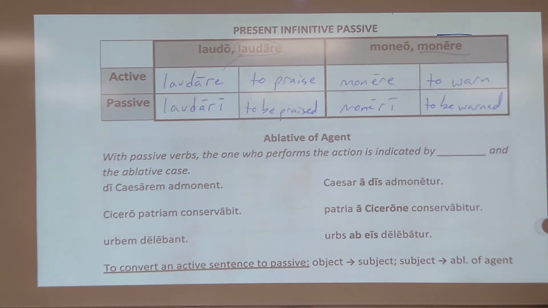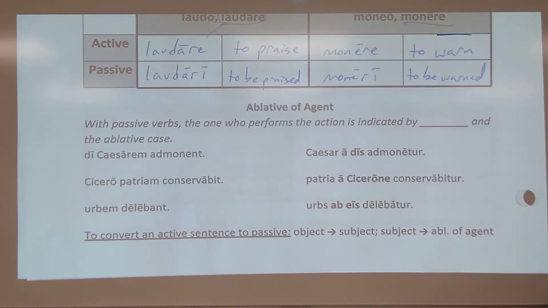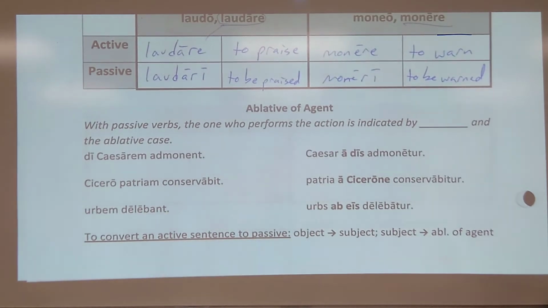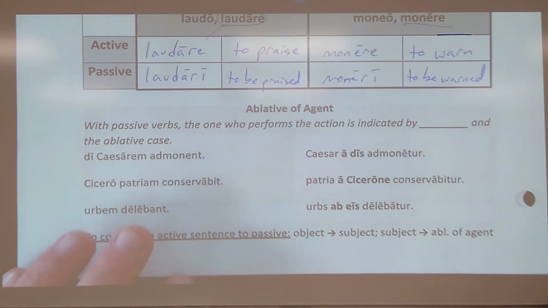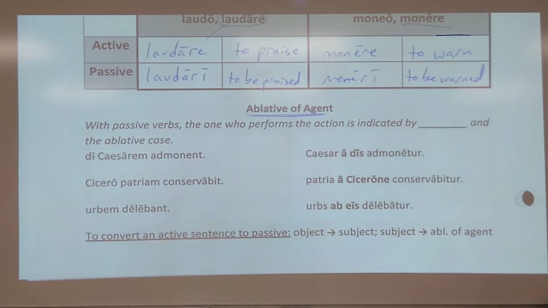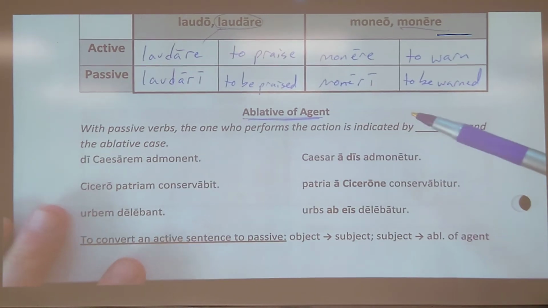All right. Now, finally, the last little grammar point of the day here is what's called the ablative of agent. Now, we're switching from verbs back to nouns and pronouns for a little bit, but this is really important. The ablative of agent has got to be one of the top 3 most common uses of the ablative in the whole language.